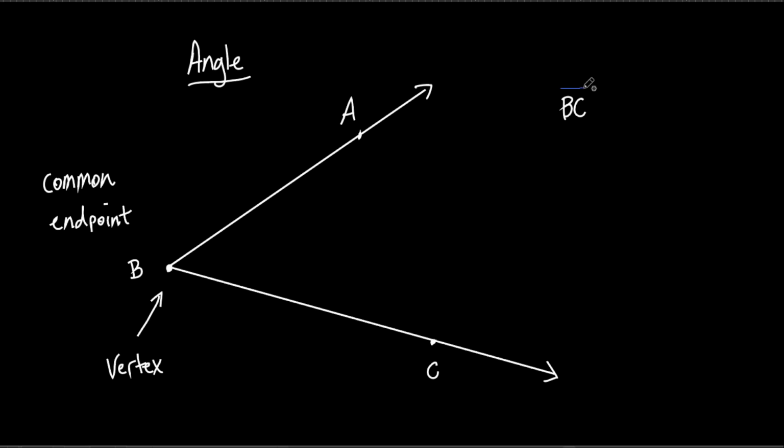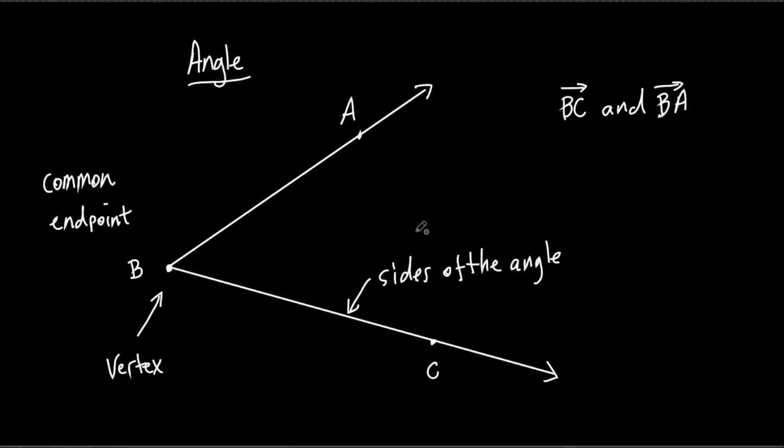Yep. Ray BC would be one of the rays, and ray BA would be the other ray. Everybody see that? Starts at B, goes through A, starts at B, goes through C. And they both have the B in it. That's the endpoint. That's why it's first, okay, for the ray. We call the rays the sides of the angle. Sides of the angle. So how many sides does this angle have?